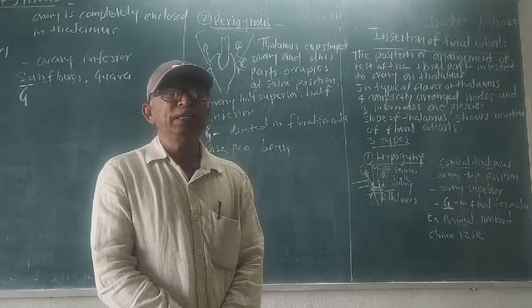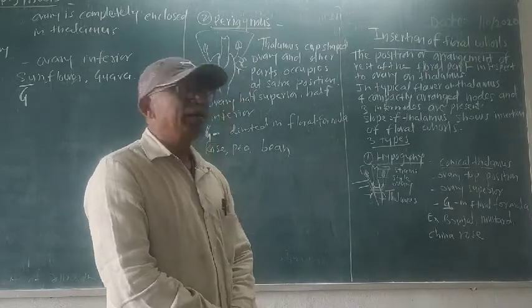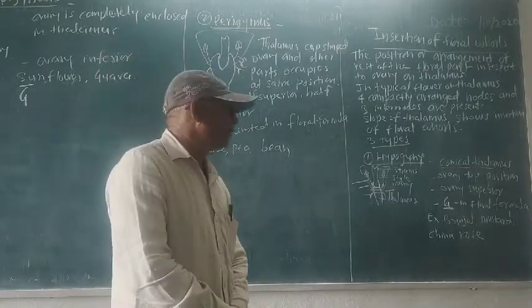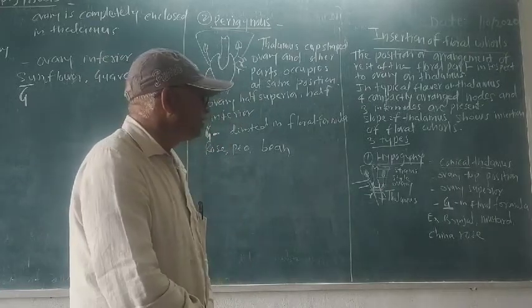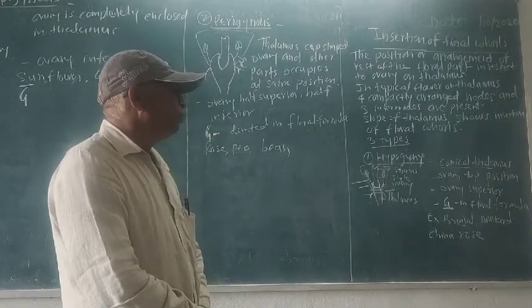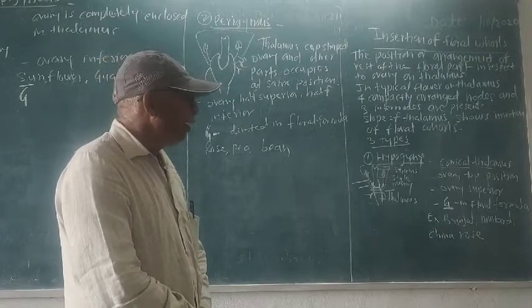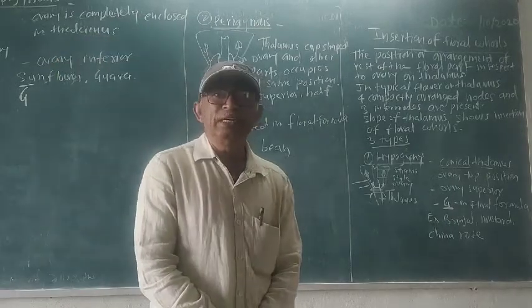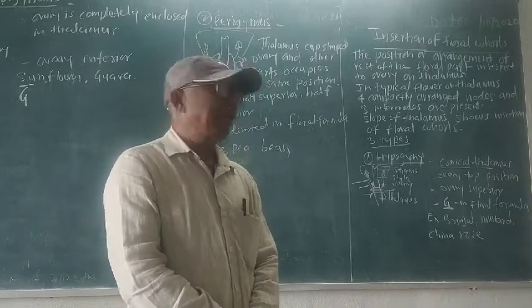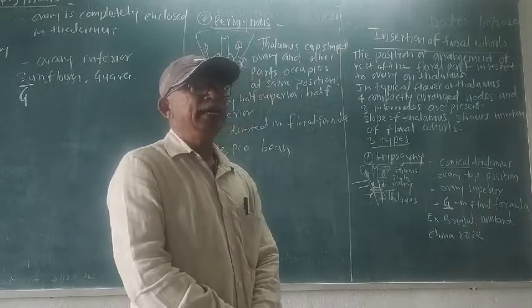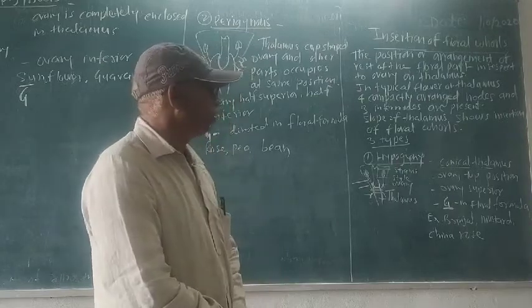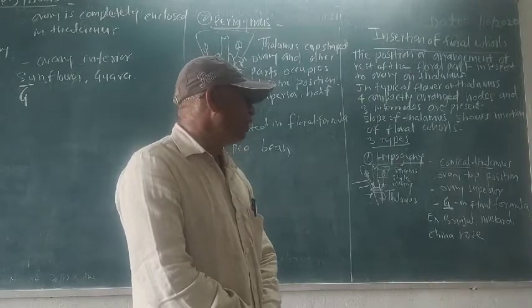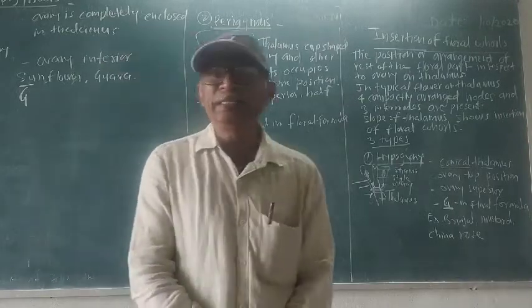That is a condition, hypogyny. When the ovary is present at the top of the thalamus, the remaining floral parts are present at the lower side. The ovary is called superior ovary, and the remaining parts are present at the lower side. The thalamus is conical in shape. So this is the first type. Examples are brinjal, mustard, and China rose.